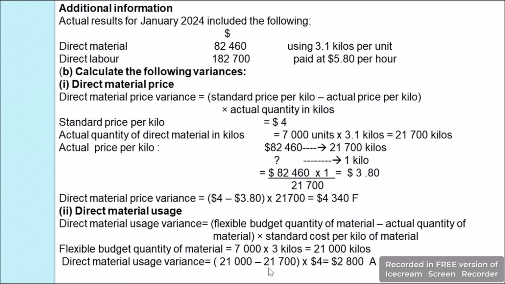So this will be negative 700 times $4. We get $2,800, and as this is negative, it is an adverse variance.